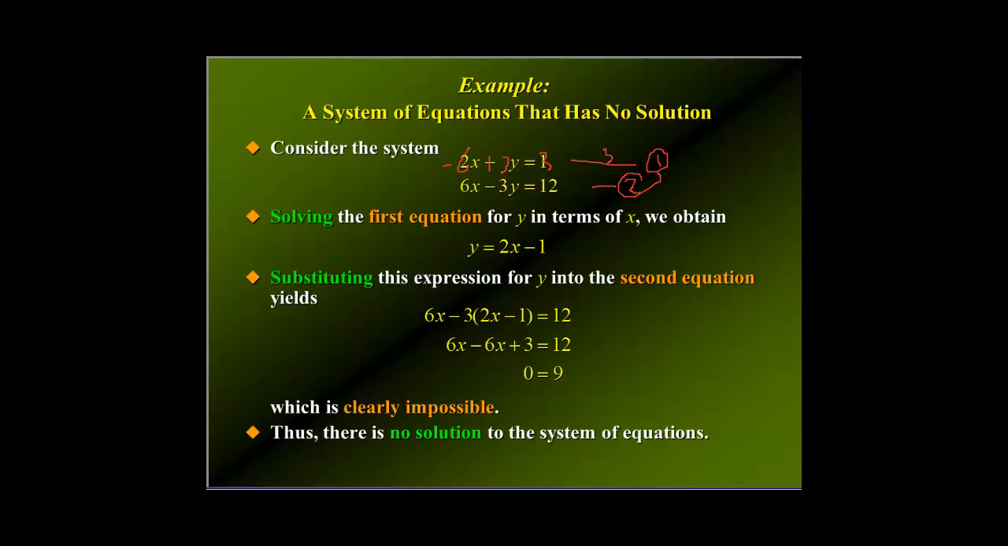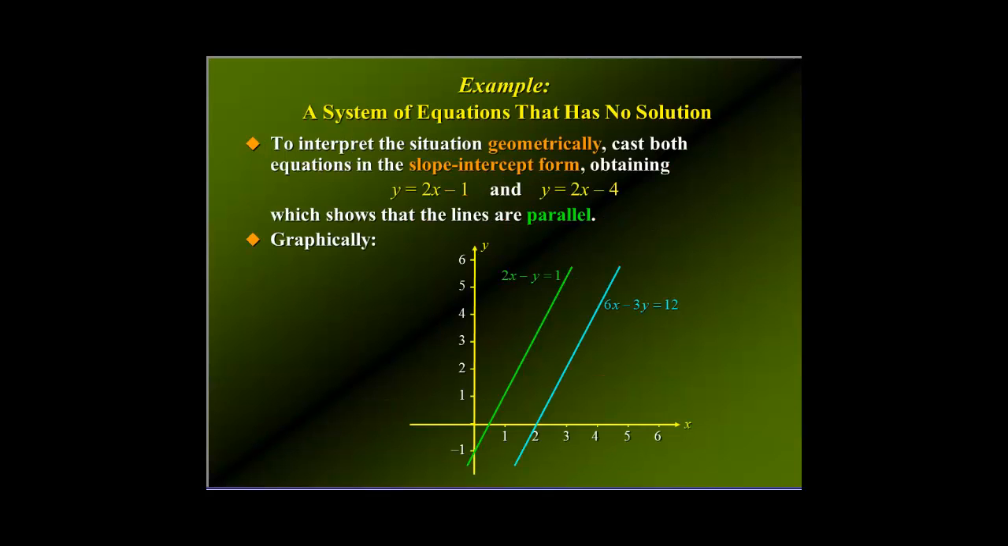When you multiply by minus 3, it will be minus 6, and plus 3 will be minus 3. So they just cancel out, and you will get 0 is equal to 9. You will get this 0 is equal to 9.